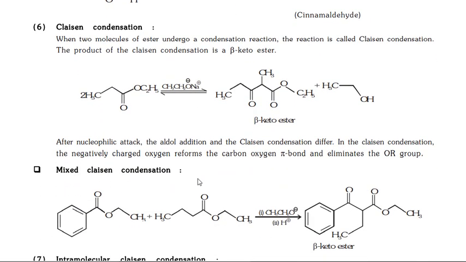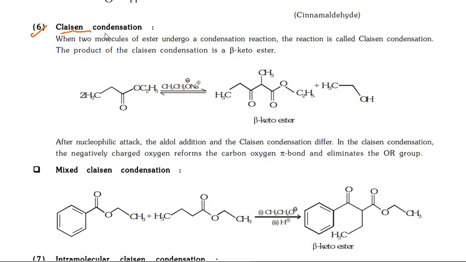Next, Claisen condensation. Claisen condensation is similar to aldol condensation; the difference is in the reactant. The mechanism is the aldol condensation type. See here, we are taking an ester. When two molecules of ester undergo a condensation reaction, it is called Claisen condensation. So far it was an aldehyde, and with an aldehyde it is aldol condensation. Now with esters, it is Claisen condensation. The mechanism is the same.